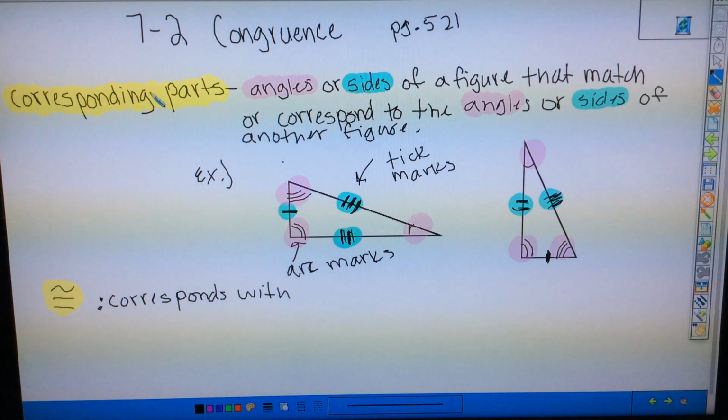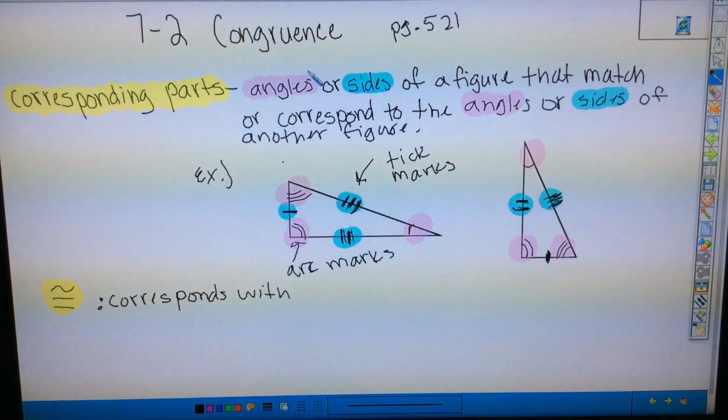Hey guys, we're going to look at chapter 7-2 today. It's called Congruence. This lesson starts on page 521 in your book. There is a new vocabulary word and it is corresponding parts.